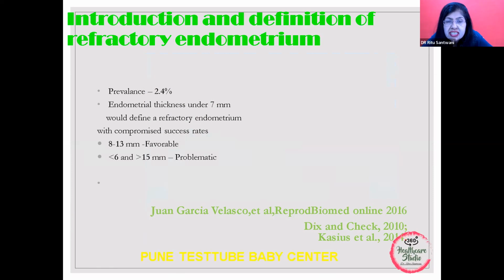So what do the studies suggest about the incidence of refractory endometrium? The prevalence is 2.4%. Endometrial thickness under 7 mm defines a refractory endometrium with compromised success rates. 8 to 13 mm is favorable. Less than 6 and more than 15 mm will be problematic. Though we have seen practically in our experience that patients with a thickness of 2.53 also sometimes conceive.